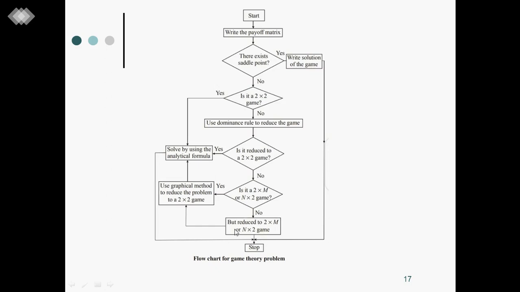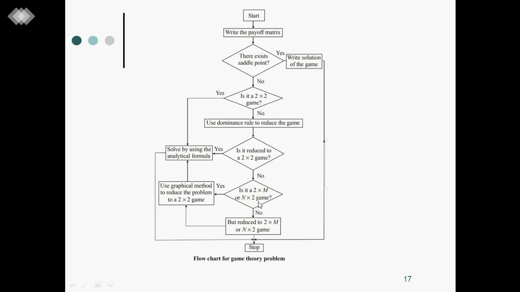Fine. Now lastly, if it is not of this type also, then what to do? Reduce to a 2 by m or n by 2 game. Then also use the graphical approach. Fine. If it is not, somehow you have to reduce it to this one.